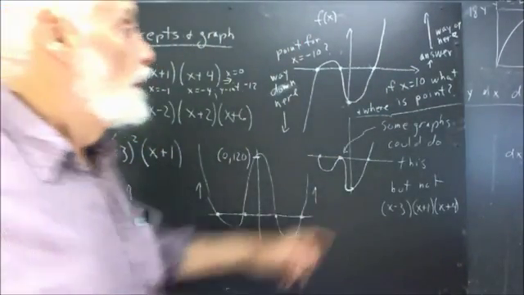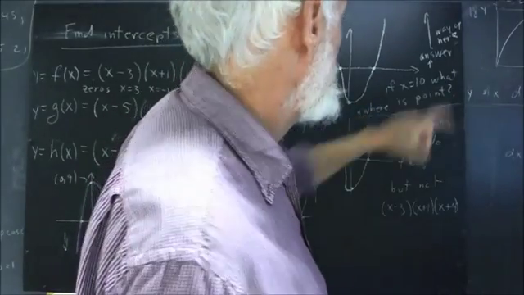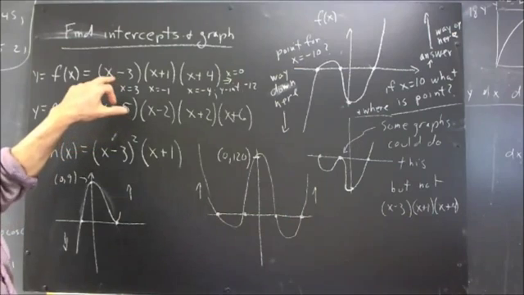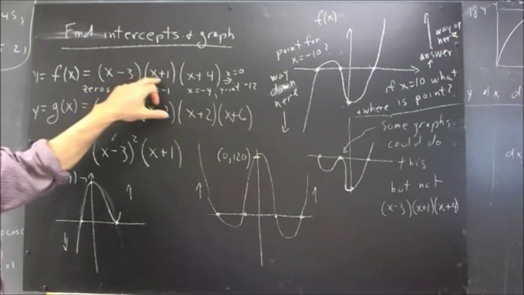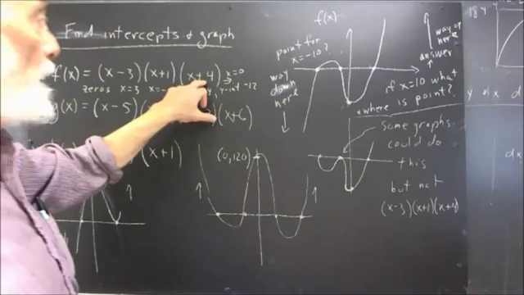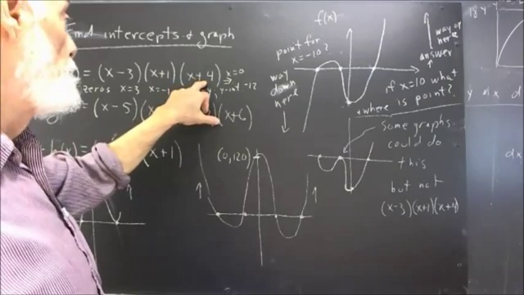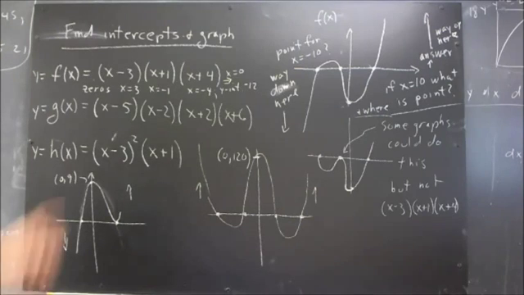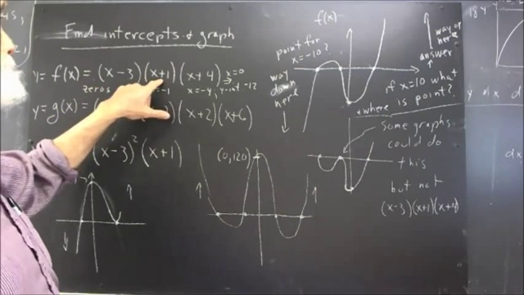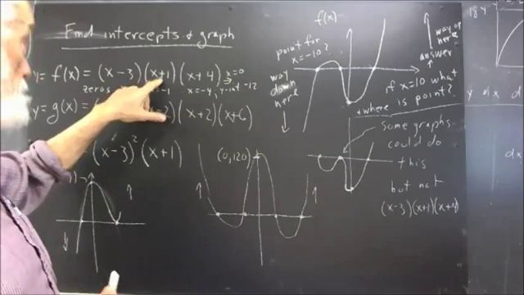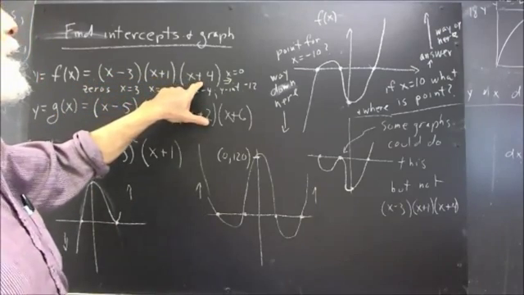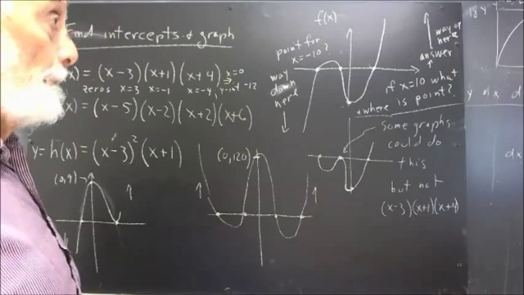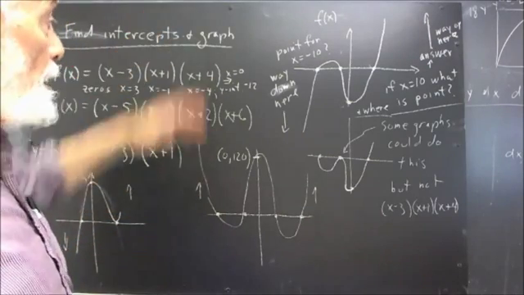The question is, what and where is the point when x equals 10? Now we can plug in here. We can plug in 10. This term would be 10 minus 3 or 7. This would be 10 plus 1, 11. This would be 10 plus 4, which is 14. Now 7 times 11 is 77, and then you multiply that by 14 and you get a pretty big number, close to 1,000.